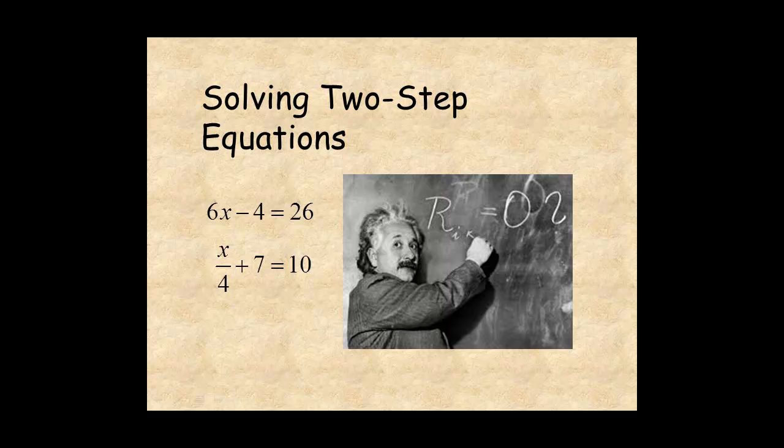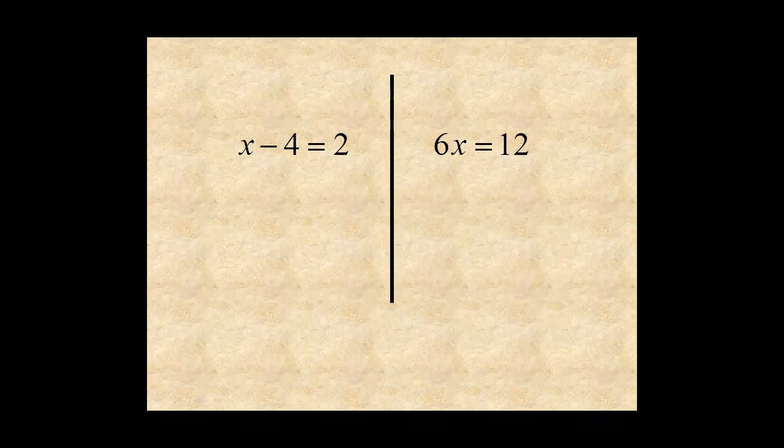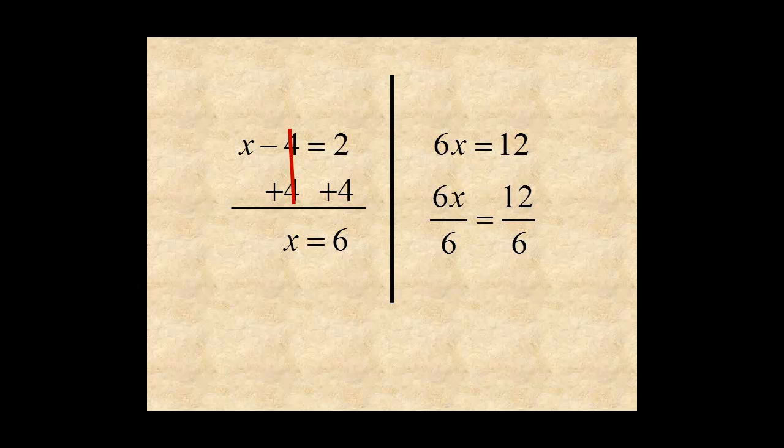This lesson shows how to solve two-step equations. You learned to solve one-step equations in a previous lesson. To solve the equation on the left, you add 4 to both sides. For a solution, x equals 6. To solve the equation on the right, you divide both sides by 6. For a solution, x equals 2.